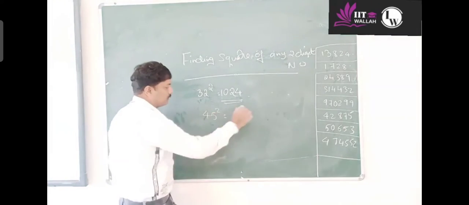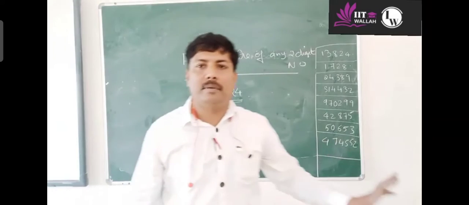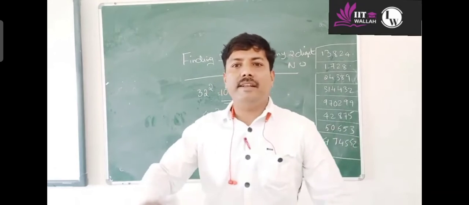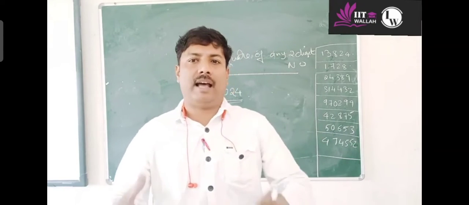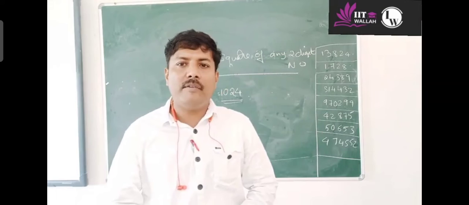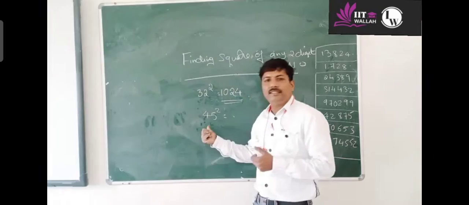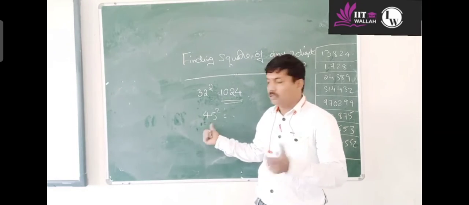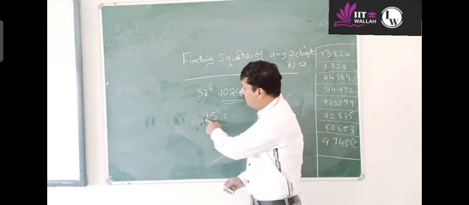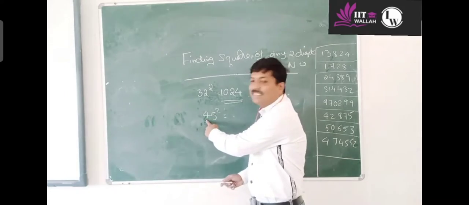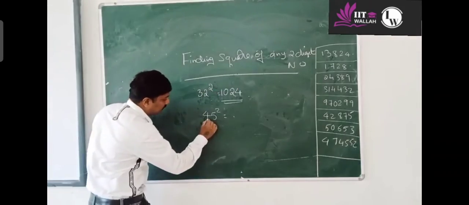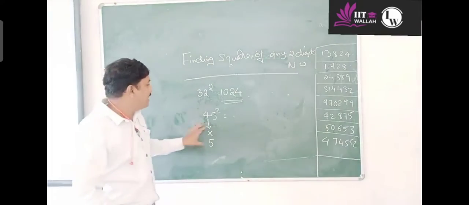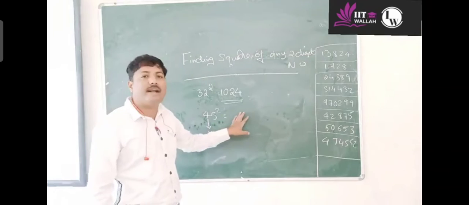Let us take another number. 45 square. Oh, here it is a special number because this number ends with 5. Any number ending with 5, finding the square of that is very easy. How can we do that? Listen carefully. For any 2 digit number ending with 5, you need to multiply the first digit, that means the 4, with its successor. This 4 you multiply with its successor 5. And at last, everywhere you write 25.